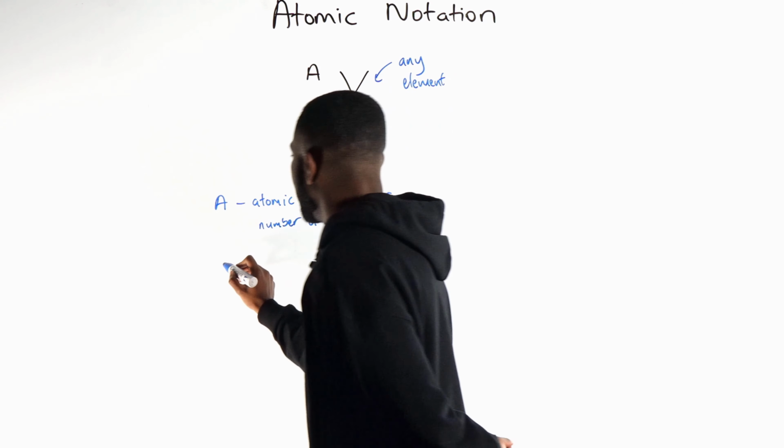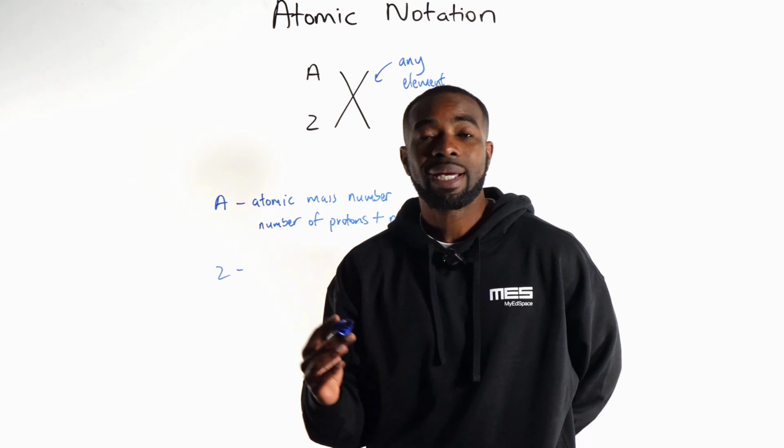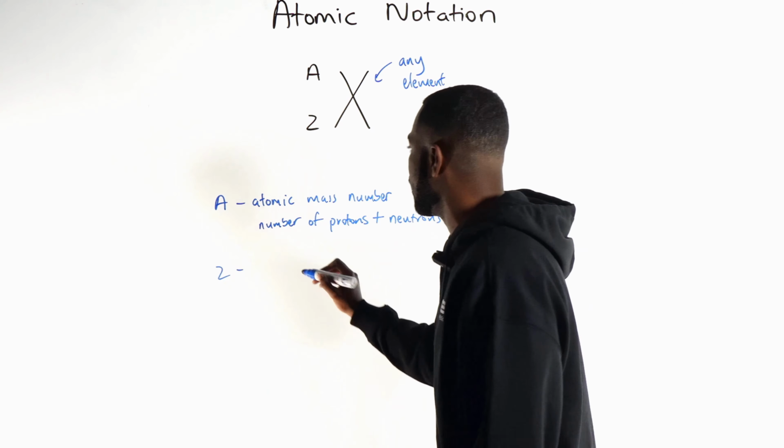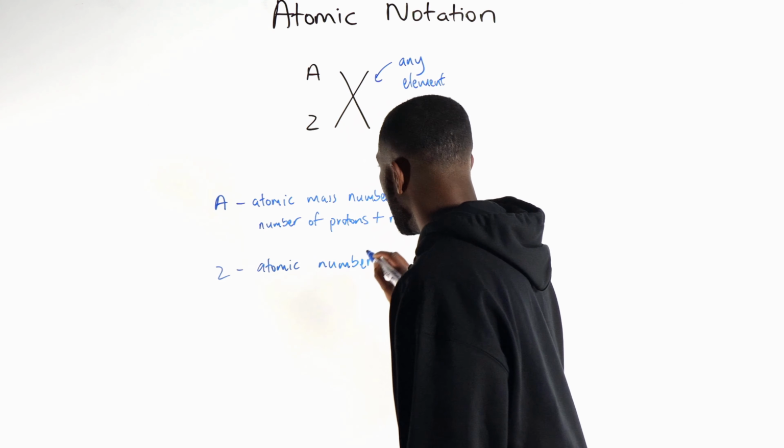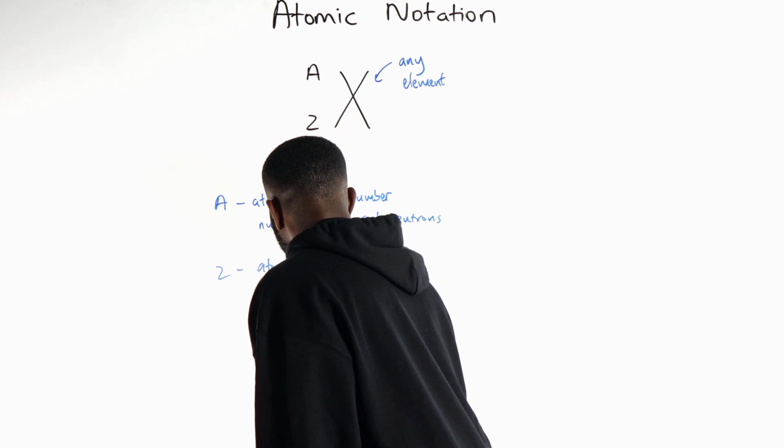The second number here, the Z, is your atomic number, and this is just the number of protons. So atomic number is the number of protons.